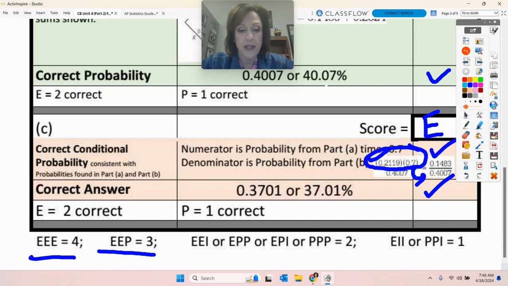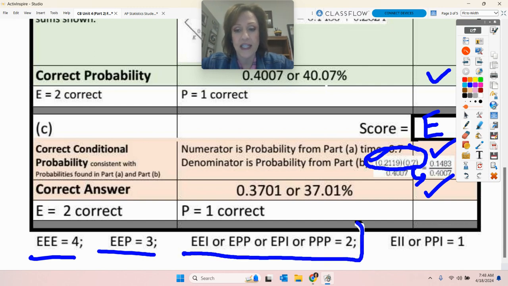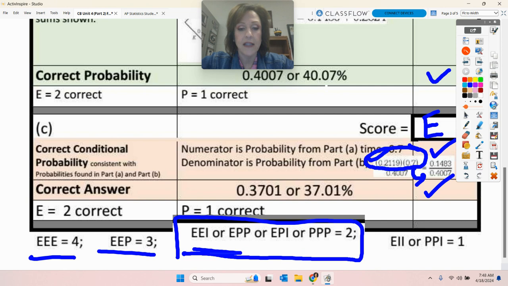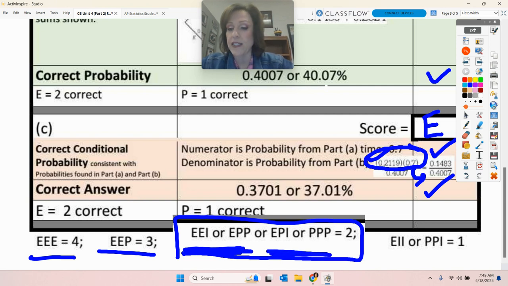3.5, you got a 3. Here is the different ways you can get a 2. Okay, those are two full points, and this is kind of like 1.5 point, and then just one correct, you get a 1. All right.